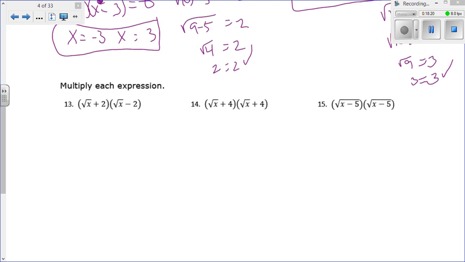Oh, yay, fun. Multiply each expression. Well, the square root of x times the square root of x will be x. Square root of x times negative radical 2 is negative radical 2x. 2 times radical x is plus 2x. 2 times negative 2 is negative 4. Plus a radical 2x and a minus 2 radical x and a plus 2 radical x cancel each other out, so you're just left with x minus 4.